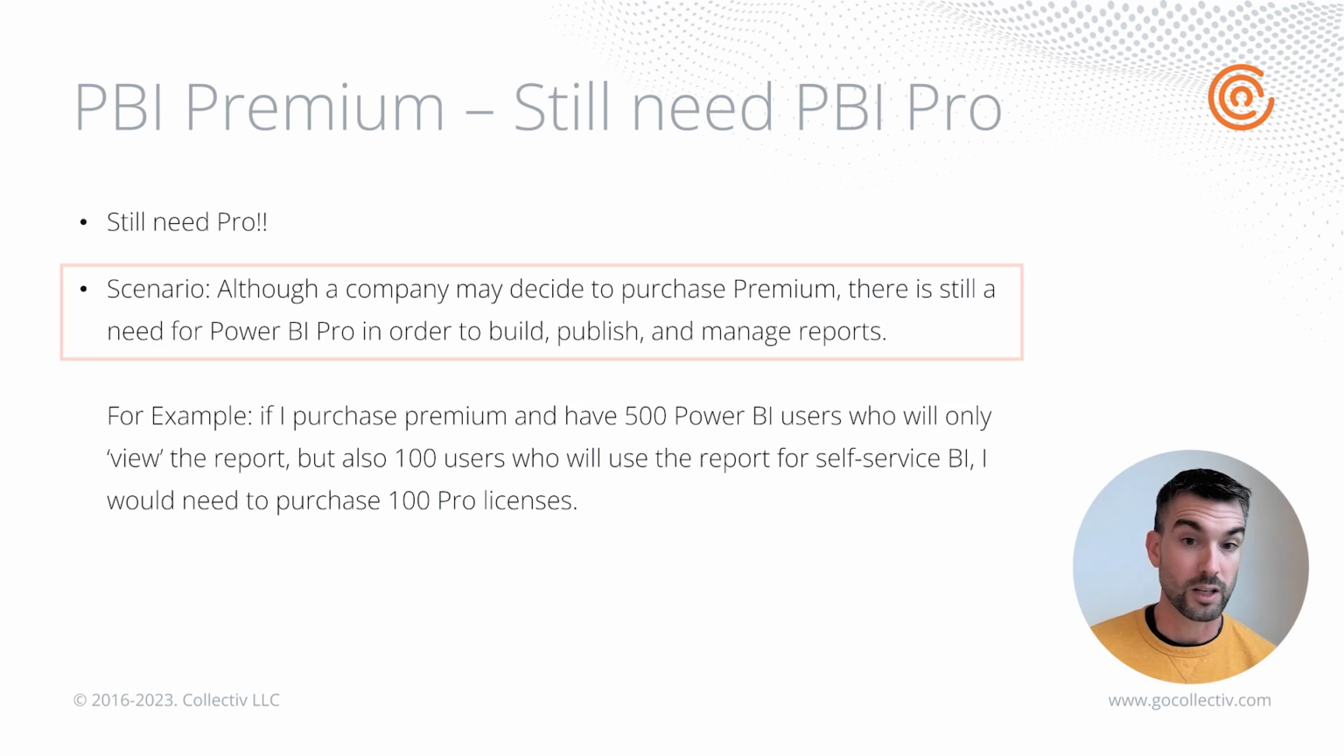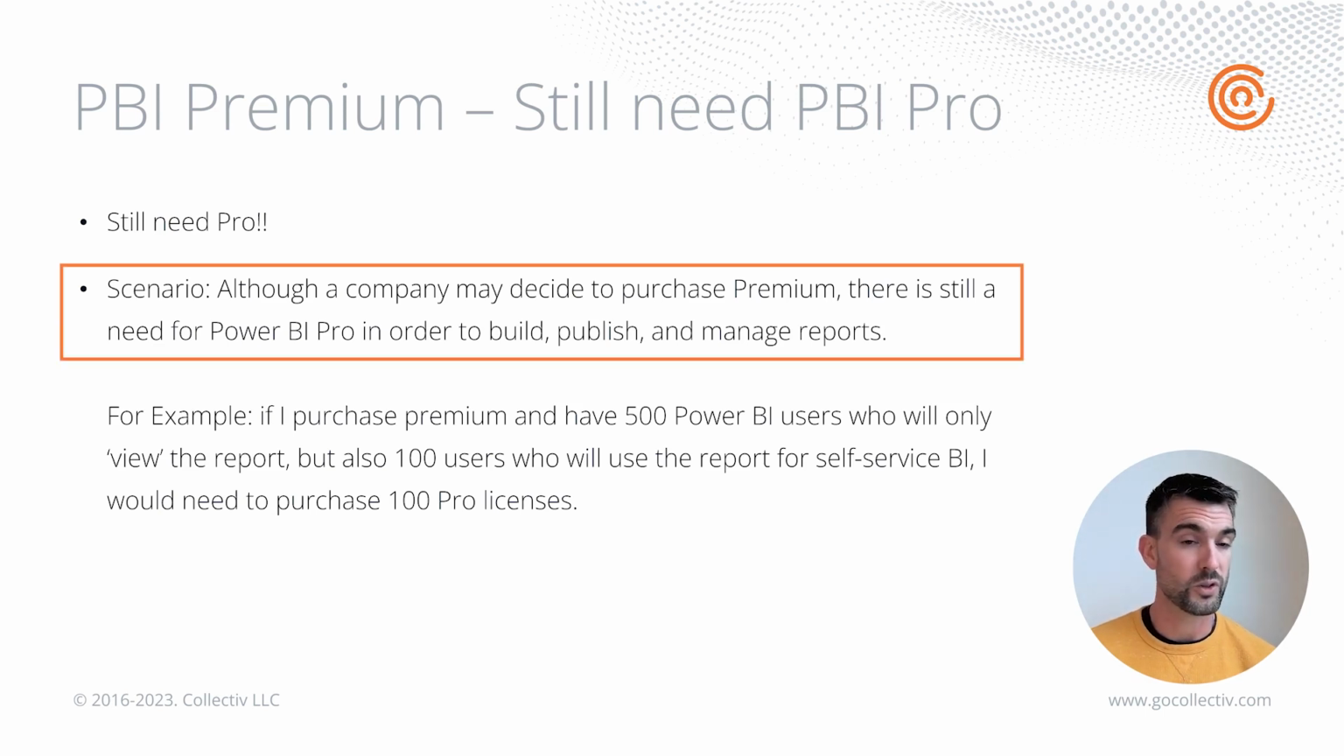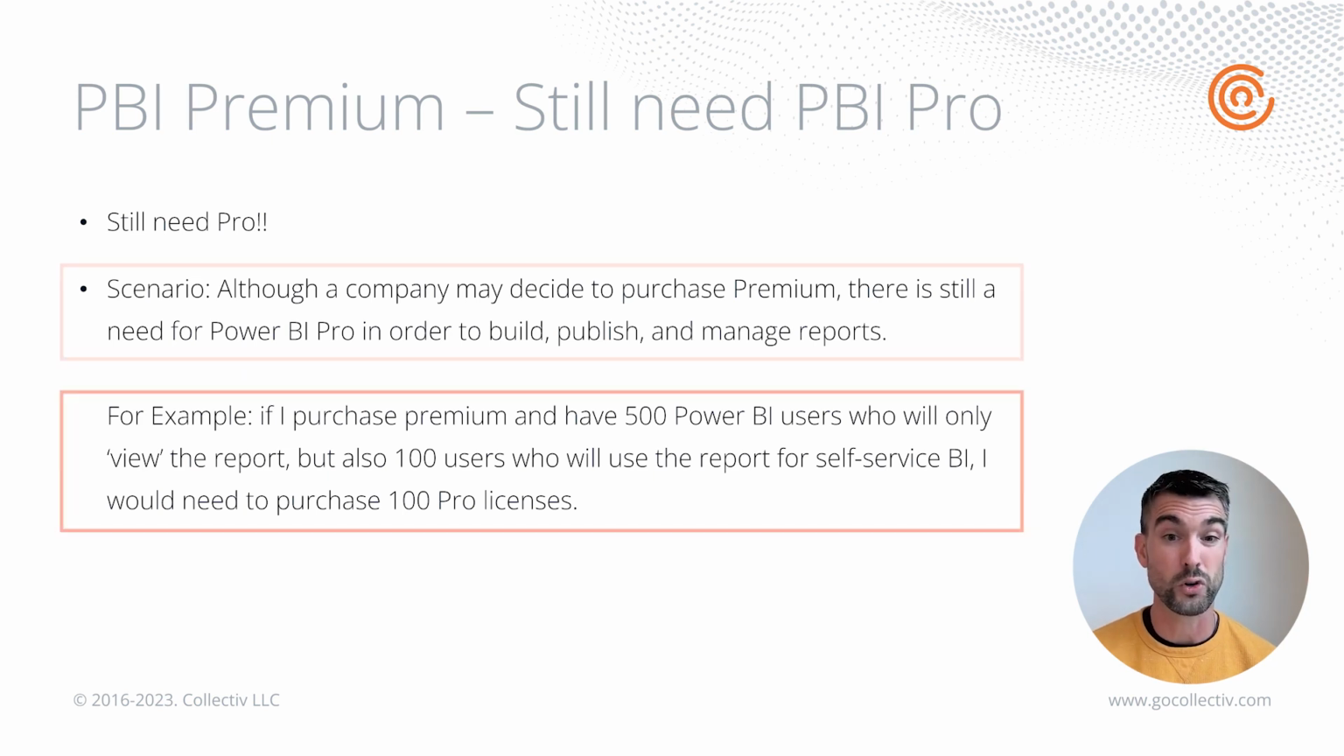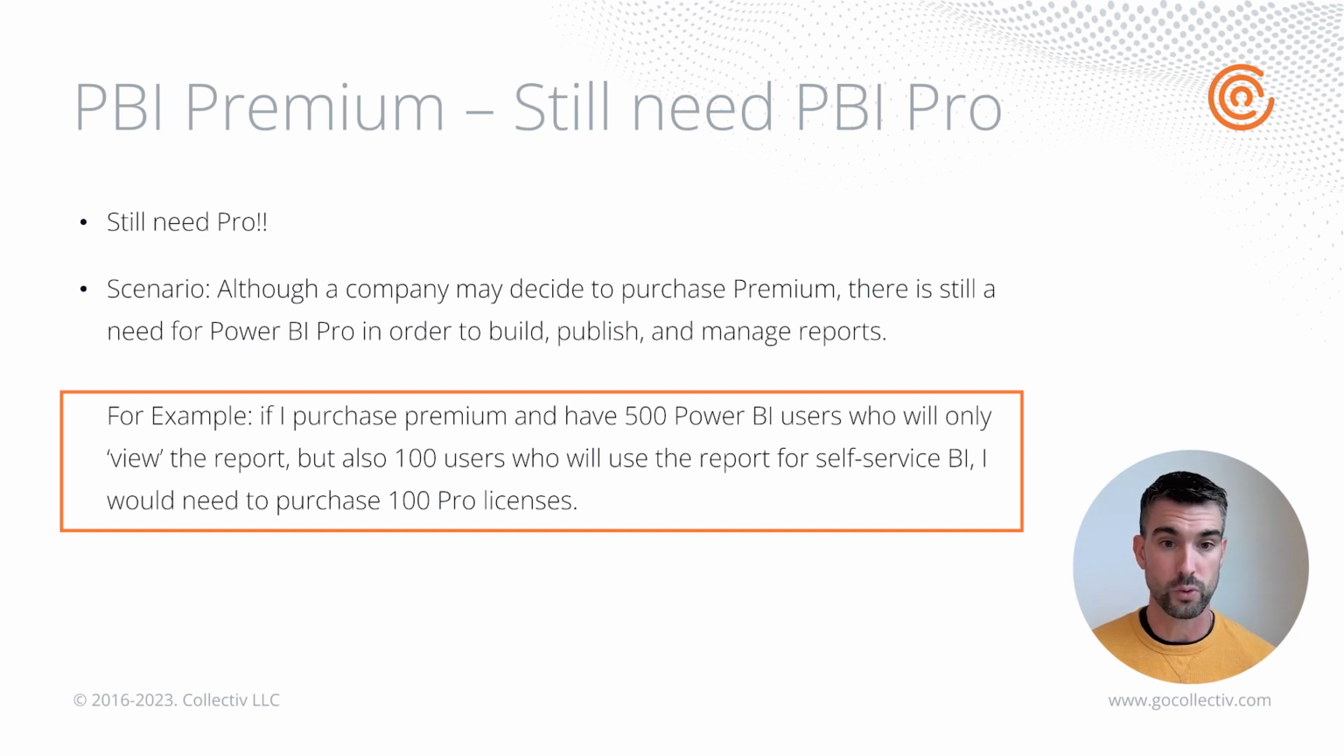So let's use this specific scenario here on the screen. If a company decides to purchase Premium, there's still a need for Pro in order to build, publish, and manage reports. So for example, if I purchase Premium and have 500 Power BI users who only view the report, but also 100 users who will use the report for self-service BI, meaning that they're actually going to connect to my data sets and start building out their own personal reports and then publishing them up to the Power BI service, they're going to need 100 Pro licenses.